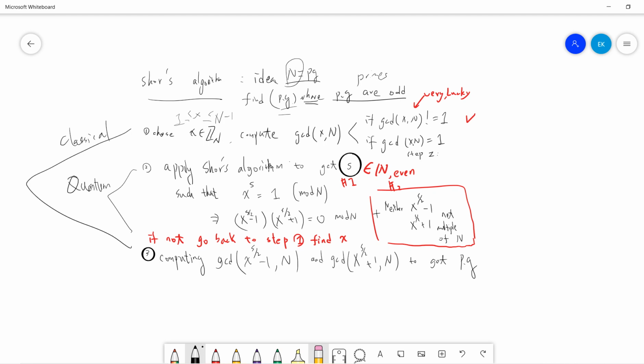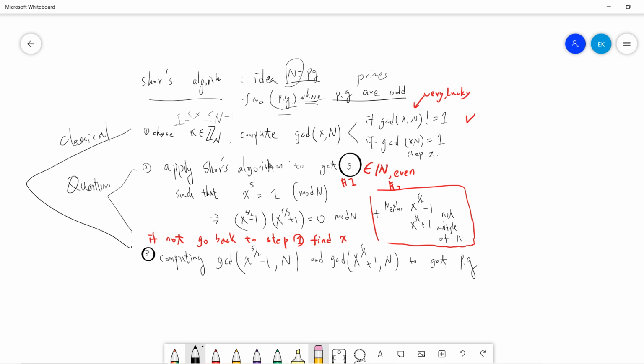So there will be two cases. The first case is that the greatest common divisor of x and n is not 1. If this is the case, you are very lucky that you just guessed p or q. But you only have a very small number of possibilities, because if n is very large, then x can only be chosen as p or q. So this possibility is only 1 over n. If n is like 10 digits, then you have 1 over 10 to the 10, so this is very lucky.